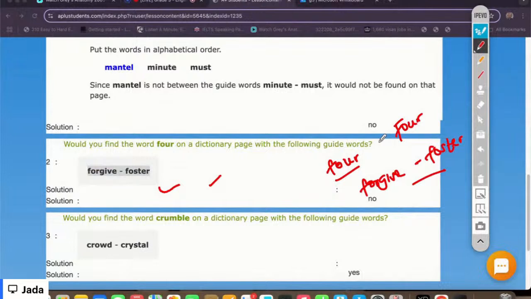All right, so we have crumble. Can you find crumble in between crowd and crystal? Of course we can, because crumble is CR and crowd is CRO and crystal is CRY. So U comes in between. So yes, you can find crumble in between crowd and crystal.